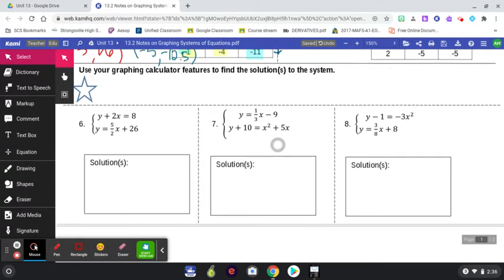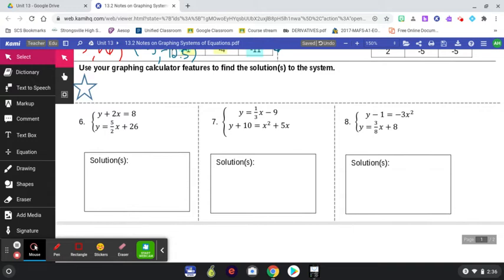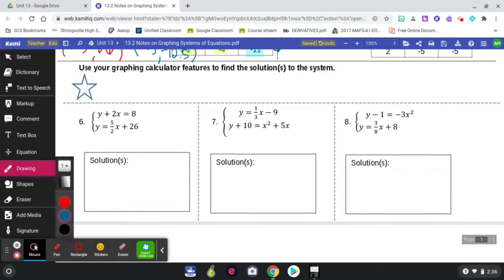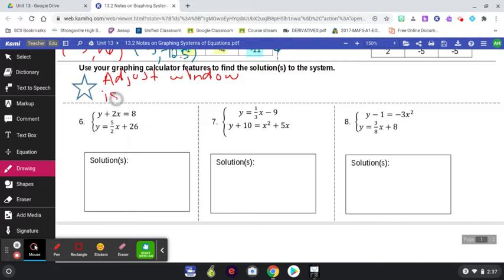The last thing that we're going to talk about is using our calculator features. Again, we talked a little bit about this yesterday in class, but we're going to review some window ideas. So using your graphing calculator to find the solution means that I might have to adjust my window if I can't see all points of intersection, and I might have to isolate y first in order to put this function into y equals. So let's take a look at problem 6.